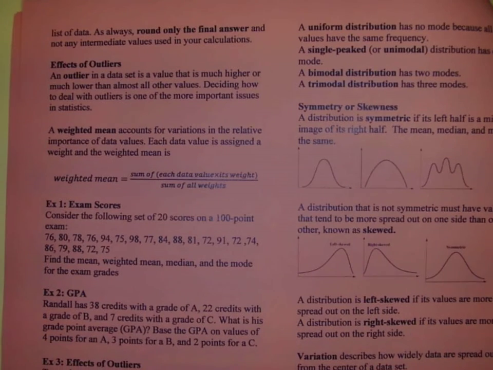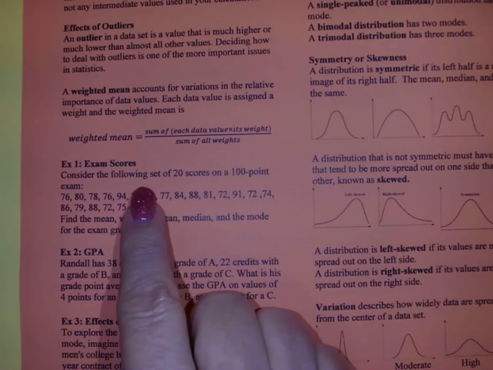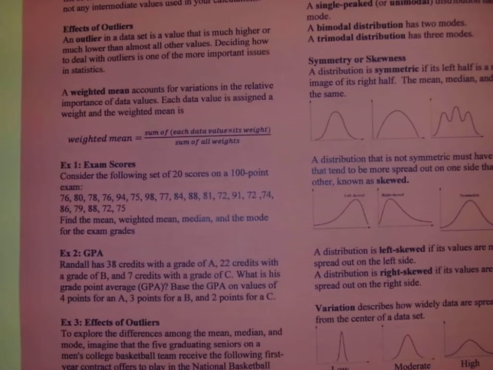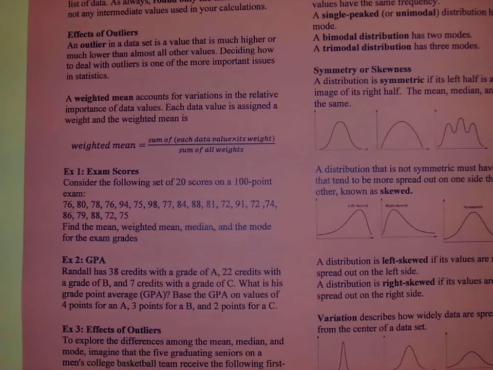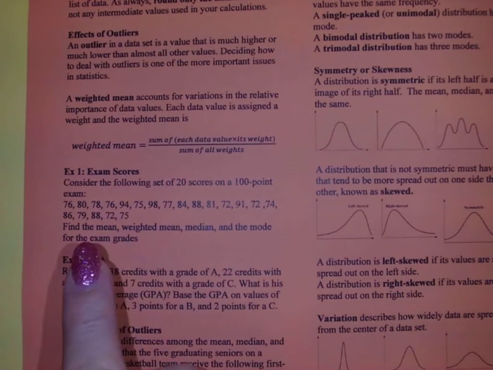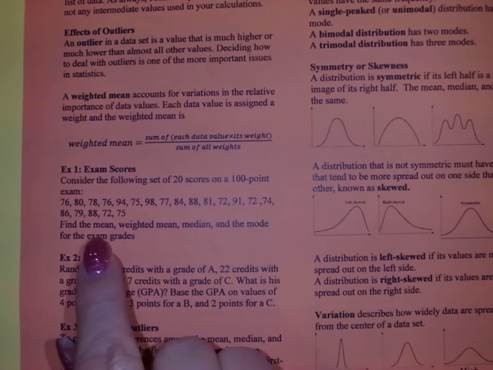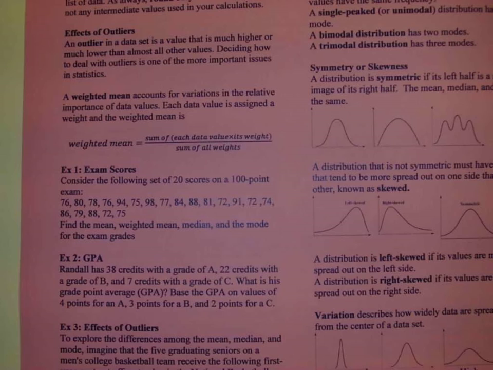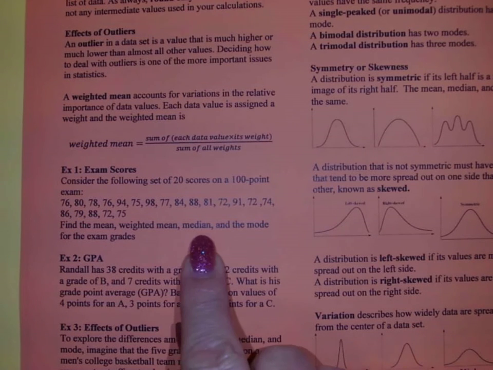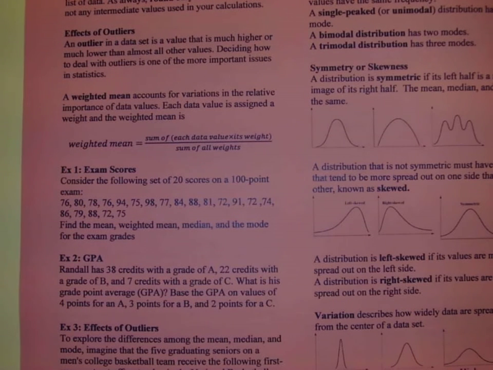Let's go apply. So consider the following set of 20 scores on a 100-point exam. I don't think we've seen those at all before. That was a little sarcasm, we've done a couple of problems with these. We're going to find the mean, the weighted mean, the median, and the mode for the exam grades. So let's go find our mean to start with. This will be example 4.1. So I'm going to find the mean first. I've got to add all those up.